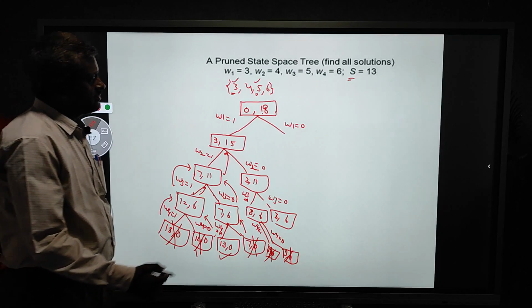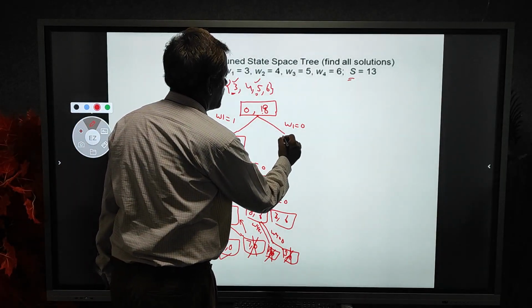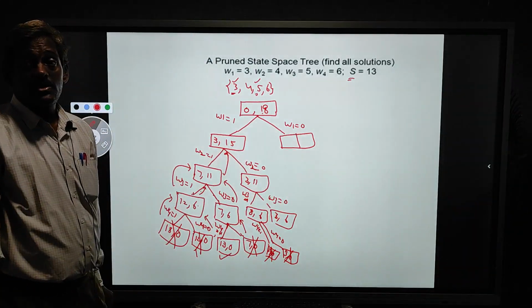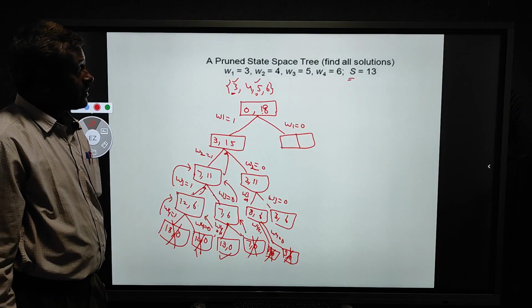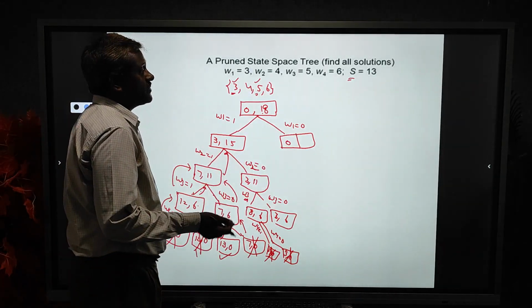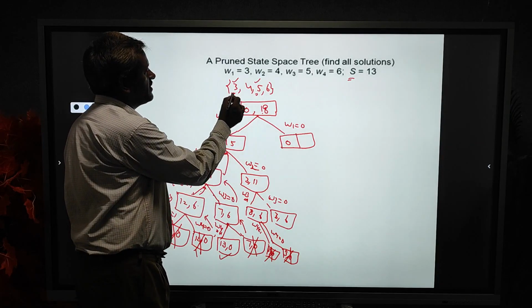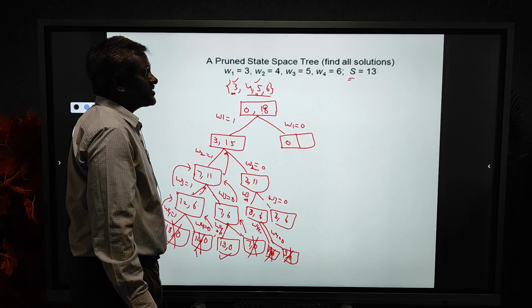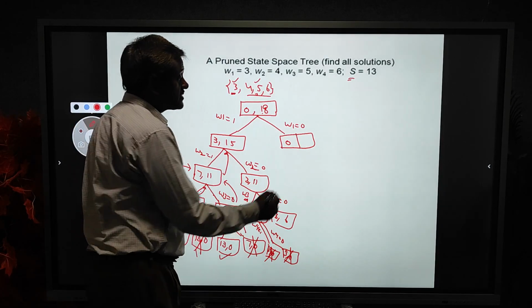Okay, like this we are going to move to the other solution where I am not going to consider W1. If I am not going to consider W1, that means 0. Apart from 0, what is to be considered? That means the first element I am not considering, I am going to consider these 3 elements. So 4 plus 5 is 9, 9 plus 6 is 15.